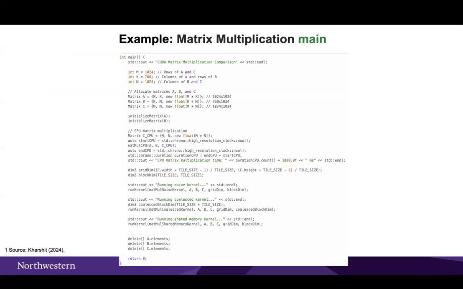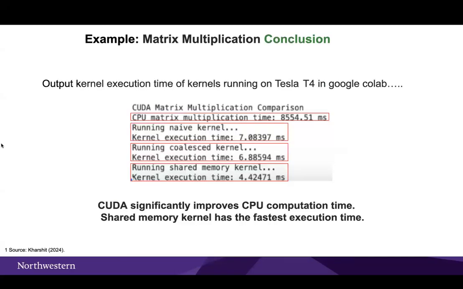The main function compares different matrix multiplication strategies and initializes matrices A, B, and C on the CPU, measures CPU matrix multiplication time, and then launches 3 different GPU kernels, naive, coalesced, and shared memory, using run_kernel. The execution time of the CPU-based function and all 3 kernels are measured.